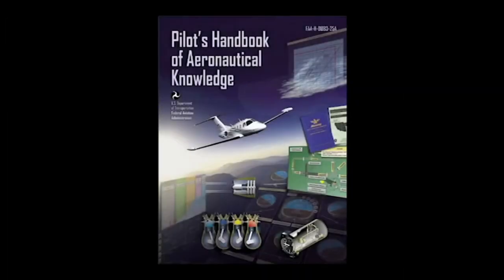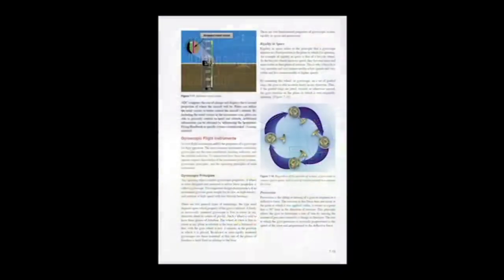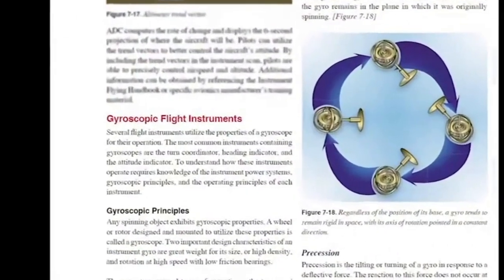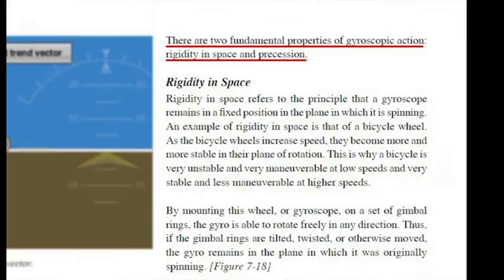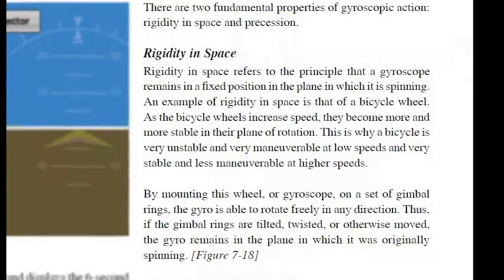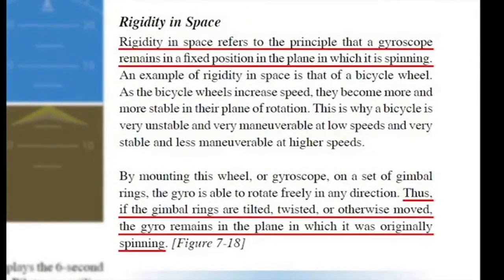The following is taken from the most recent edition of the Federal Aviation Administration's publication, The Pilot's Handbook of Aeronautical Knowledge, Chapter 7, page 15. There are two fundamental properties of gyroscopic action: rigidity in space, and precession. Rigidity in space means the gyroscope remains fixed in the plane in which it is spinning. Thus, if the gimbal rings are tilted, twisted, or otherwise moved, the gyro remains in the original plane. Rigid in space.